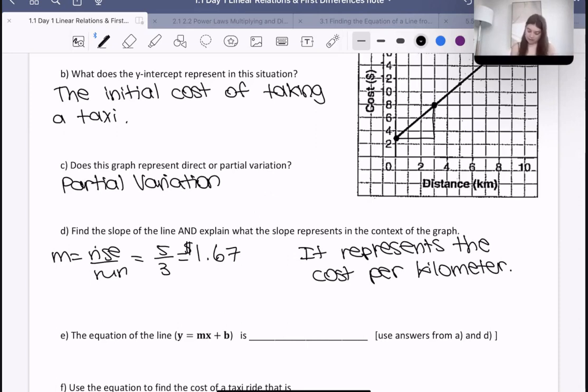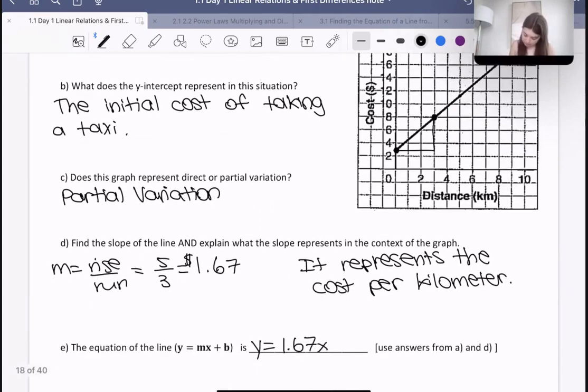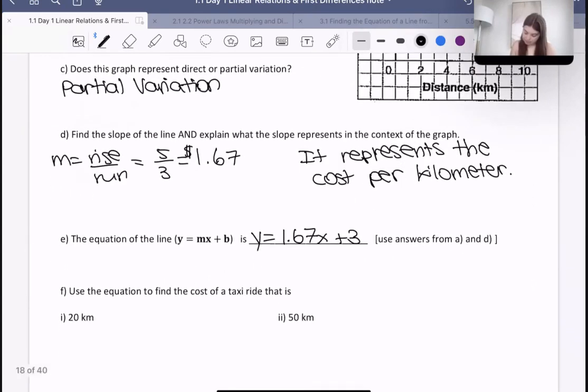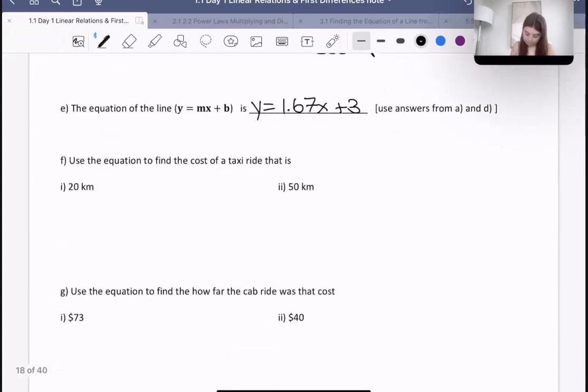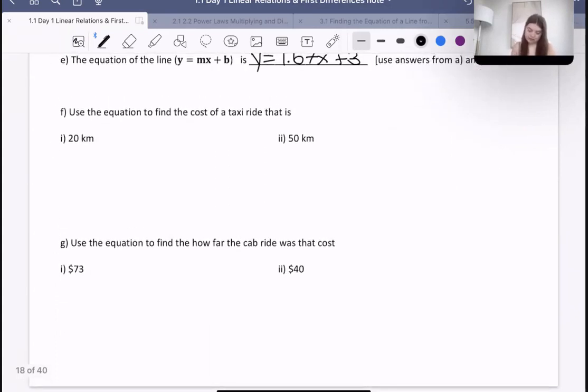Okay, so y equals mx plus b. So y is equal to 1.67x plus 3, like that. Good. All right, so then it says, use the equation to find the cost of the taxi that is 20 kilometers or 50 kilometers.